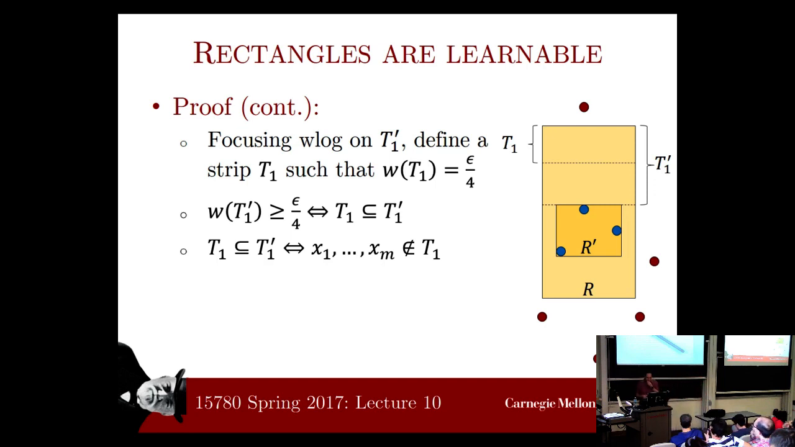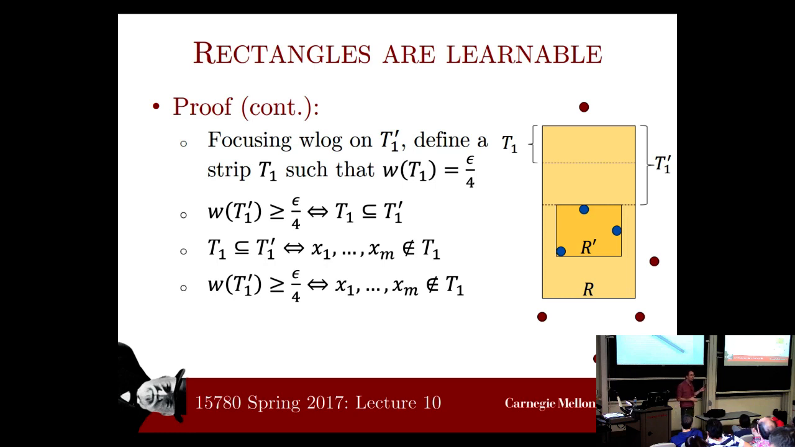Okay, good. So everybody agrees with this up to some very small subtleties? Good. So if we believe these two points, we have this if and only if this, and we just get that the weight of T1 prime is at least epsilon over 4 if and only if all of the points are outside of T1. So remember, this is the bad event that we were worried about. So what we want is to estimate this probability, and now we have a good way of estimating it.